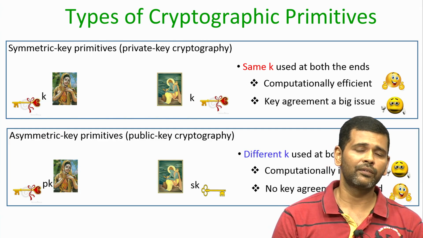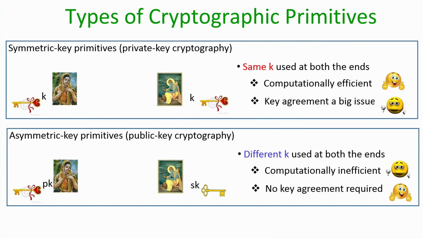The second kind of primitives are called asymmetric key primitives or public key cryptographic primitives, where the primitive is operated with two keys. One of the keys, the public key, will be available in the public domain, whereas the other key, namely the secret key, will be available only to one of the entities, or in the context of an encryption scheme, only with the receiver. That means this has asymmetry in nature, which is why it is called an asymmetric key primitive. And the reason it is called a public key primitive is that one of the keys is available in the public domain. Again, these kinds of primitives have both a plus as well as a downside.